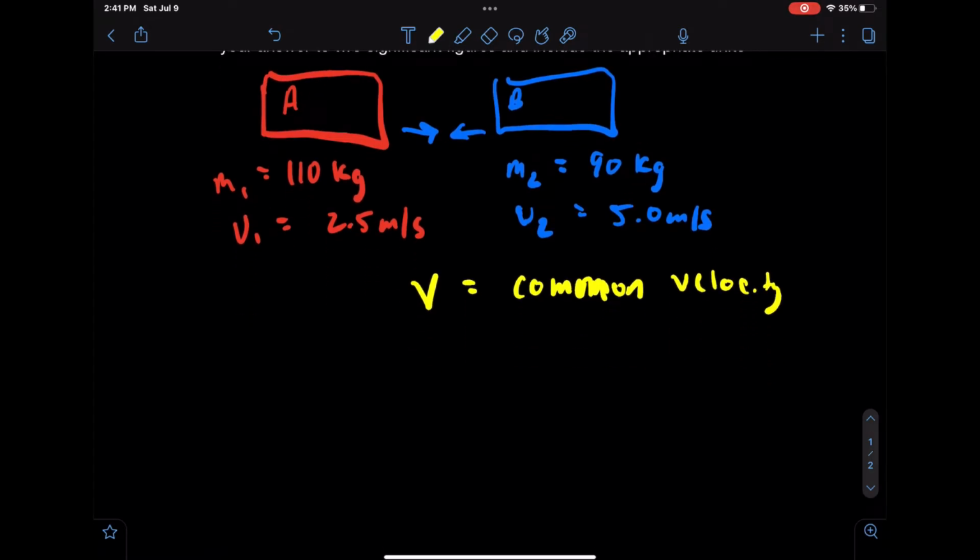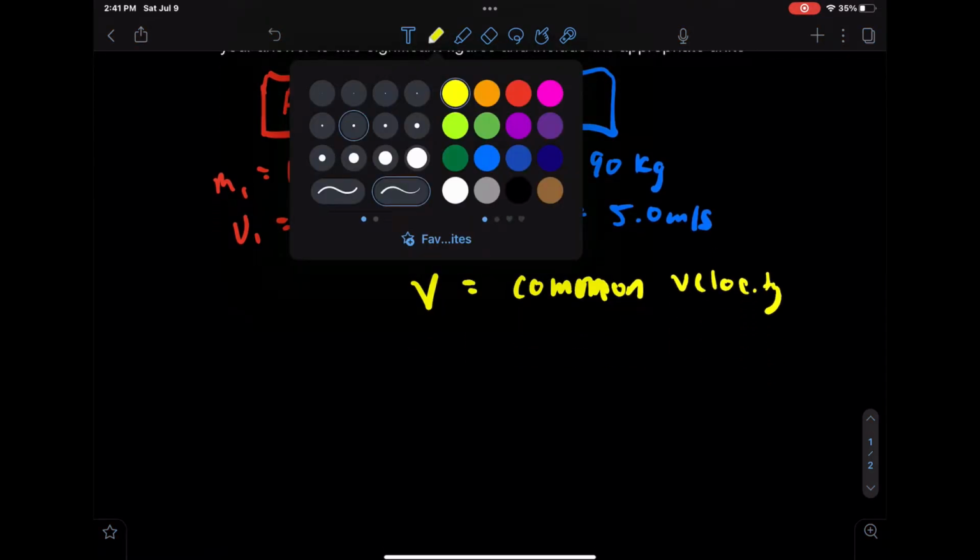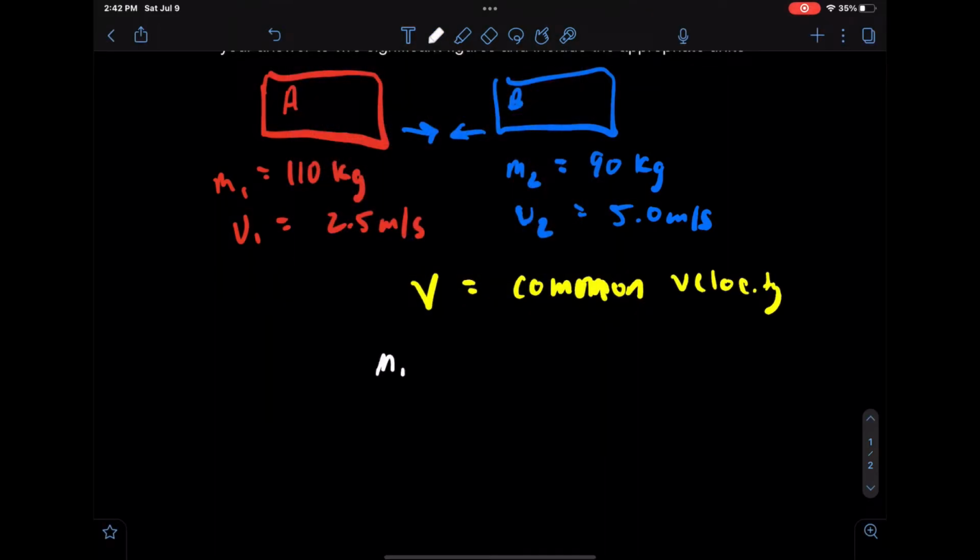To solve this problem, we're going to need the conservation of linear momentum equation, which is as follows. M1 times velocity 1, initial velocity of the first object, so train A, plus M2 times the initial velocity of 2, in this case that would be B, is equal to the common velocity times M1 plus M2.